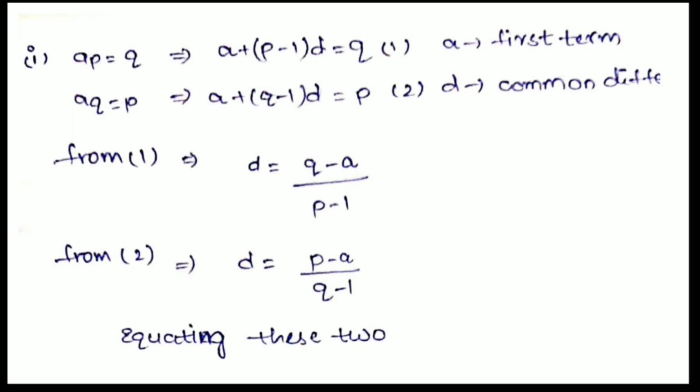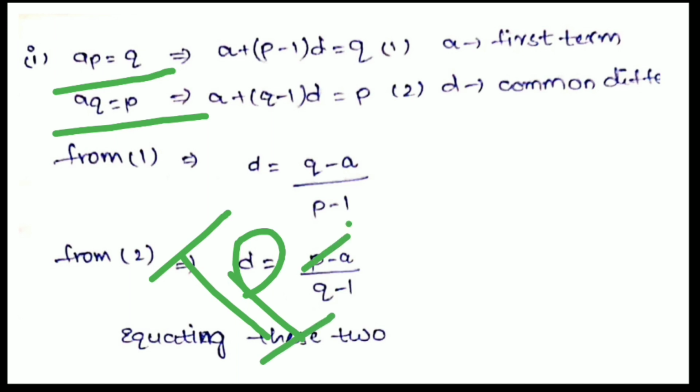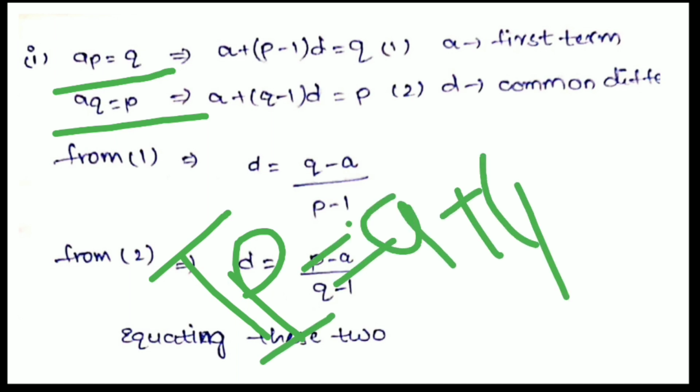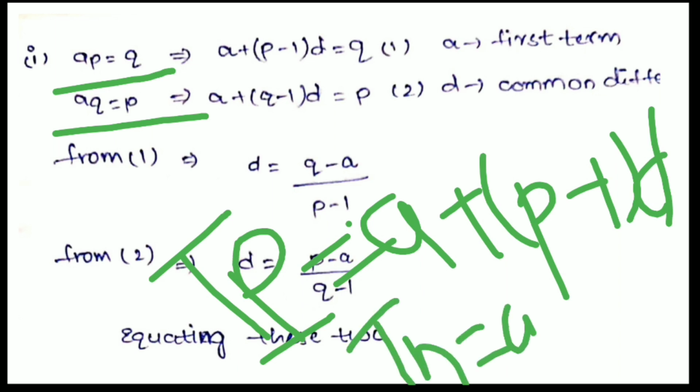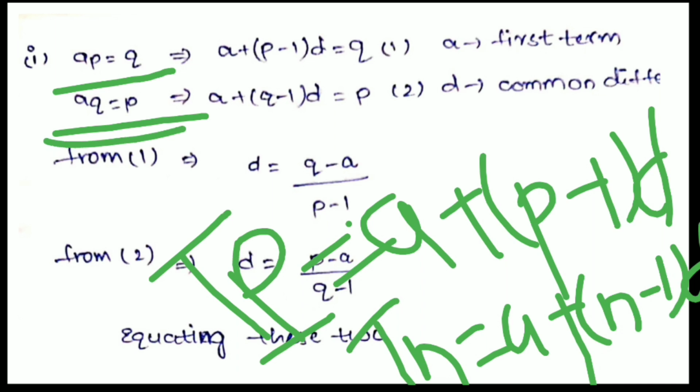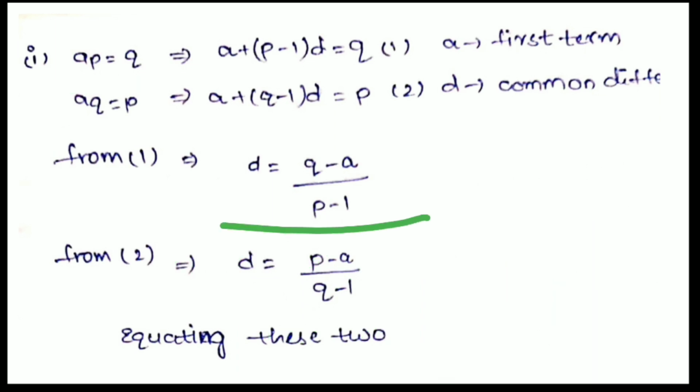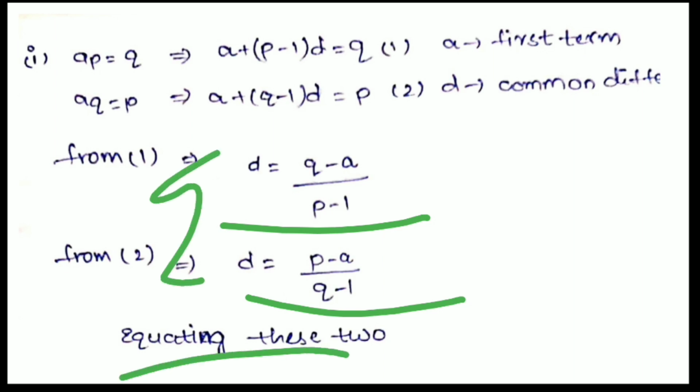The first one: AP equals Q and AQ equals P. In this one, AP is nothing but TP, that is the Pth term of the sequence, so we can write it as A plus P minus 1 into D, like Tn means A plus n minus 1 into D. Similarly we write AQ equals P, and from these two equations we get D like this, and we know these D both are the same, so we can equate these two.